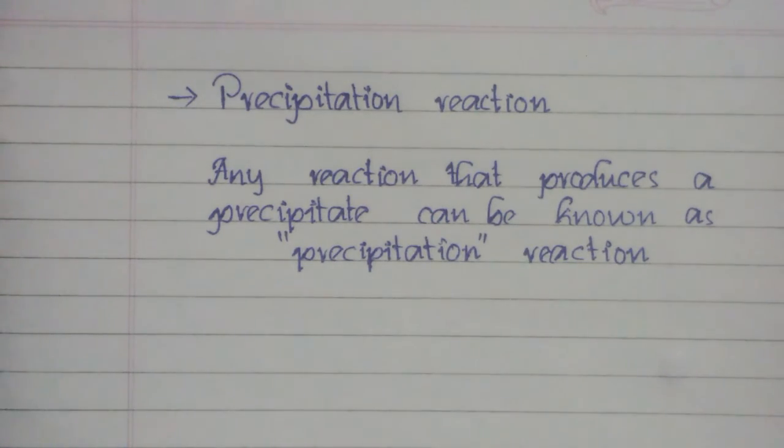Next, precipitation reaction. Any reaction that produces a precipitate can be known as a precipitation reaction. For example, silver nitrate and sodium chloride in water will cause silver chloride to precipitate out of solution. A solid precipitate is silver chloride. That means in this, the precipitate is silver chloride.